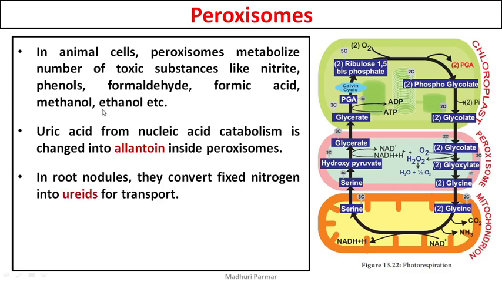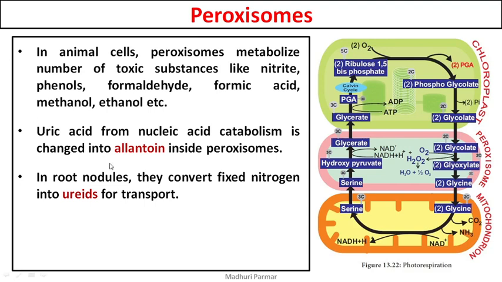In root nodules, they convert fixed nitrogen into urides for transport. When we study this chapter, not transport, this mineral nutrition chapter, we will also discuss nitrogen fixation and the nitrogen cycle. In this fixation, there is a part which says that nitrogen is transported inside the plant in the form of either amino acids, urides, allantoin, or any other such nitrogen-rich molecules.